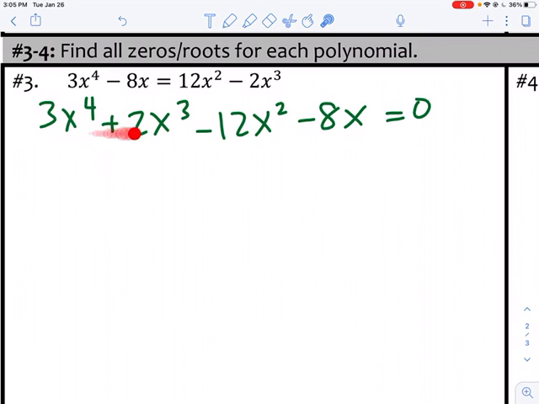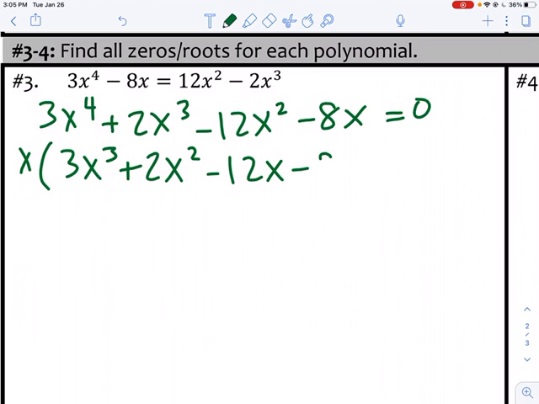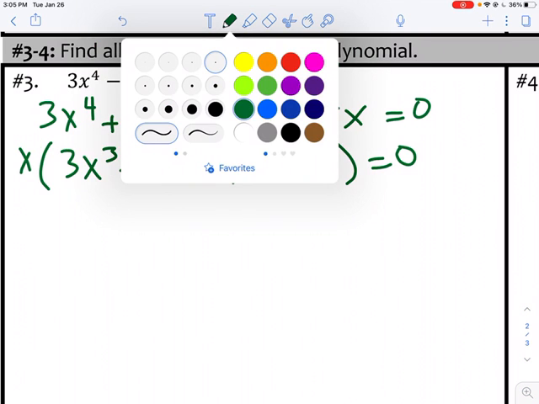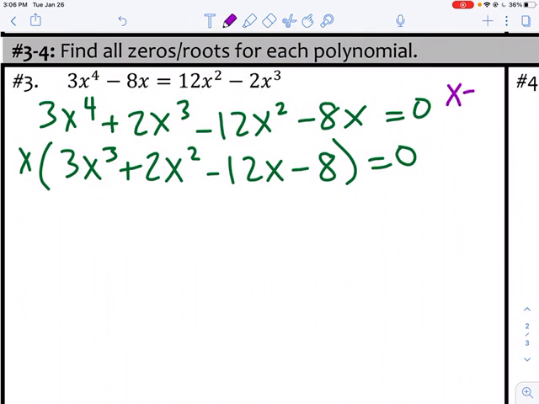Truthfully, the first answer we can do by hand because I can see all of these have an x. So if I take an x out, I'm left with 3x to the 3rd plus 2x to the 2nd minus 12x minus 8 equal to 0. So that x that we're able to take out, just like I said from the last time, that's our GCF. That's always going to be 0 right here. So we can already identify that my first solution is going to be 0. And then we're left over with this.